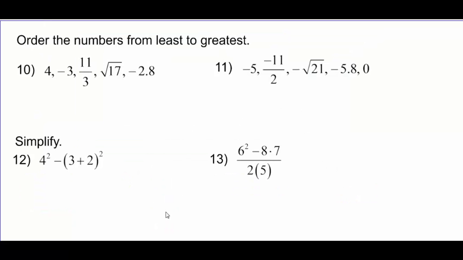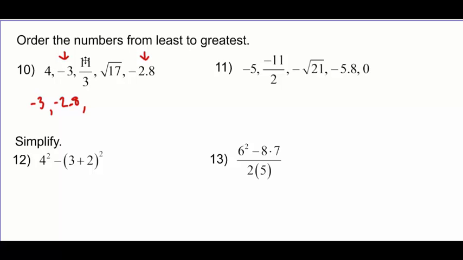All right, continuing on, we're going to do some ordering. So here's the way I want to do this. I want to find the smallest numbers first. So of course when we look for smallest numbers, we're looking for negatives. So I'm going to look at those two first. I know -3 is the smaller of those two, and then -2.8 would be next. Okay, so now I'm looking at the positive numbers.